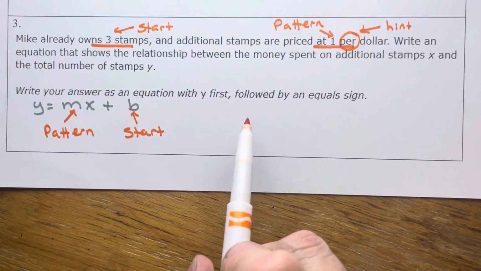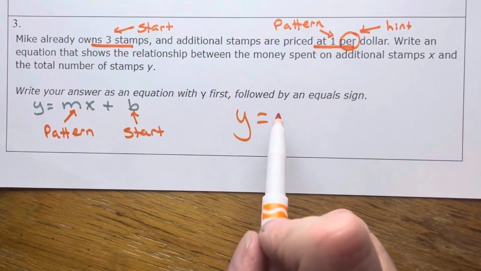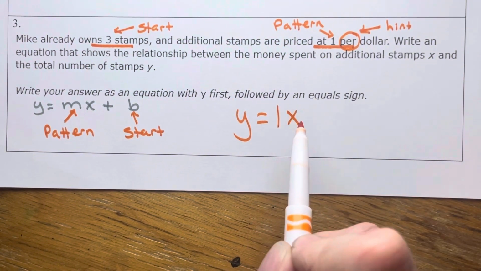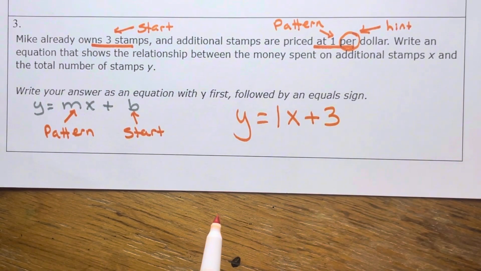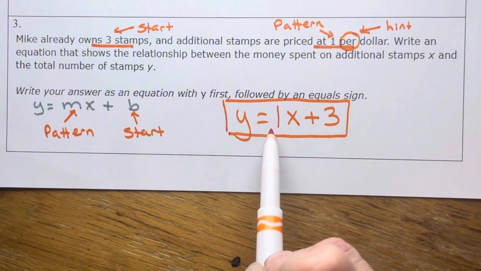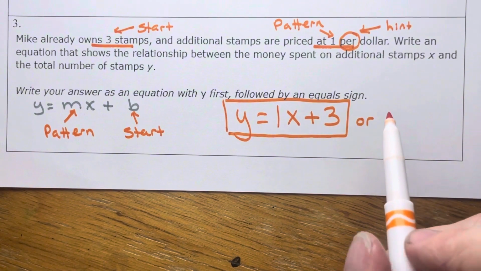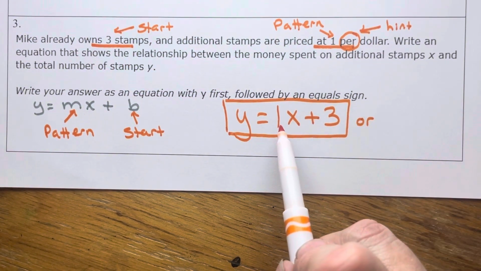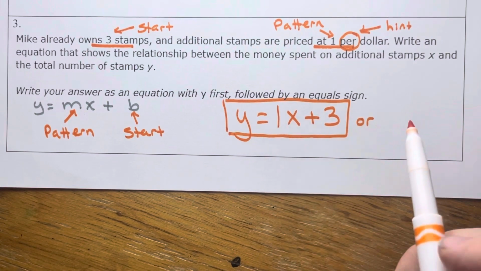Let's write our equation. y equals the pattern of 1x plus the 3 that has already been acquired. So you can write it just like this with the 1 for the slope, or you can clean this up just a little bit where we remember from previous lessons that when you have 1 as your slope, you do not have to show it.